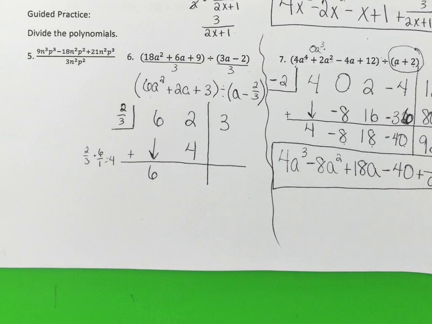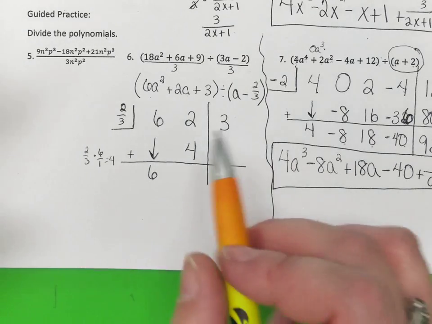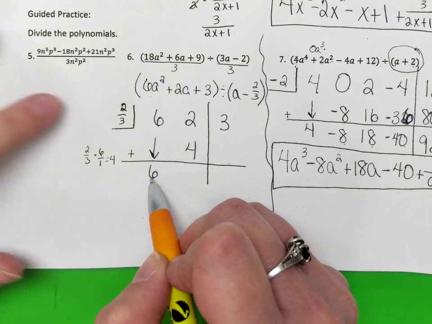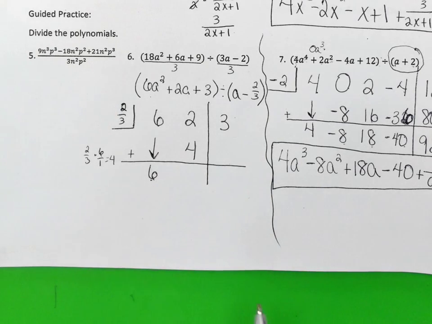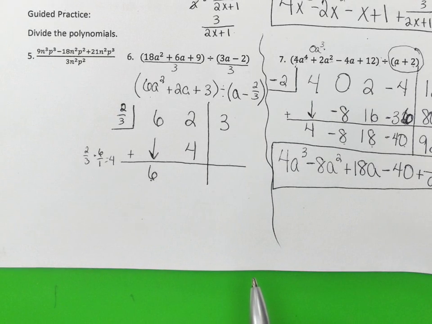Do I need to go back over anything? Yeah, I can't see what you just did. I pull the 6 down. Then you multiply this right here. 12 over 3, which is 4. Anybody else got a question?